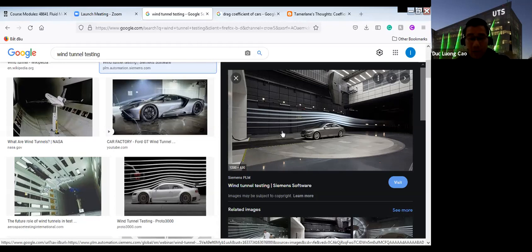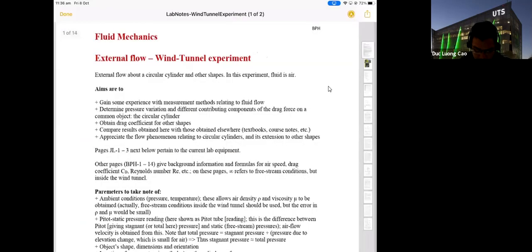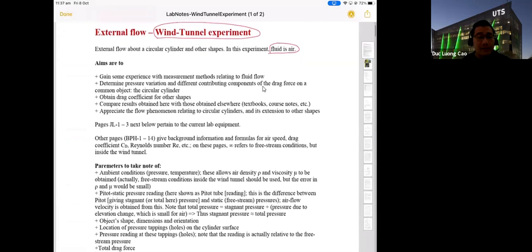So firstly, we will have a look at the lab note. This is the lab note: external flow, wind tunnel experiment. External flow, and the fluid in this case is air. And the aim of the experiment.